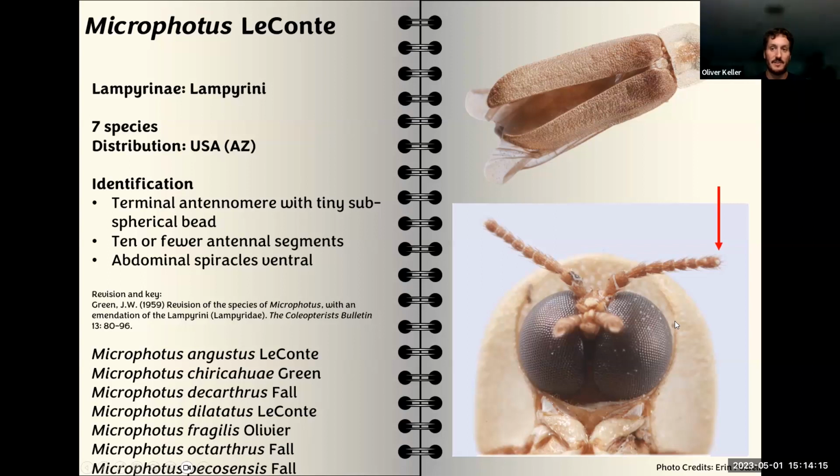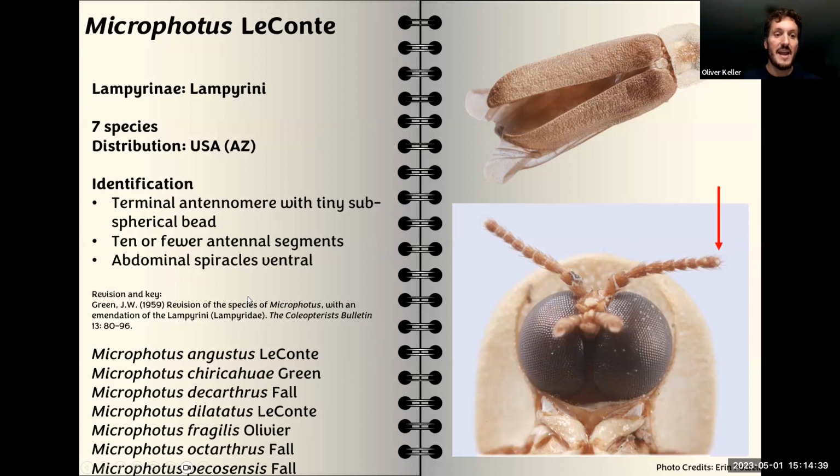There's not too many genera that have it, and the other genera are very different. The antennae have 10 or fewer antennal segments. The number of antennal segments is used in the key to identify between the species. You can see that this one has 1, 2, 3, 4, 5, 6, 7, 8, 9.